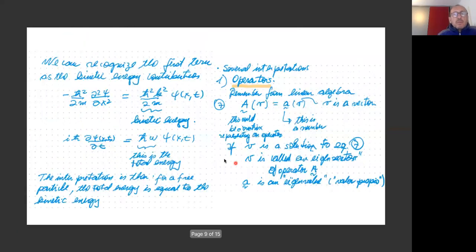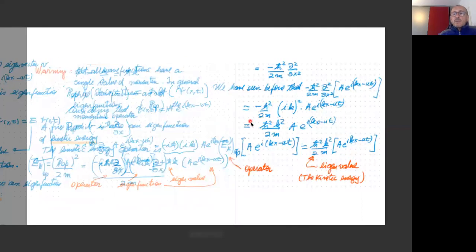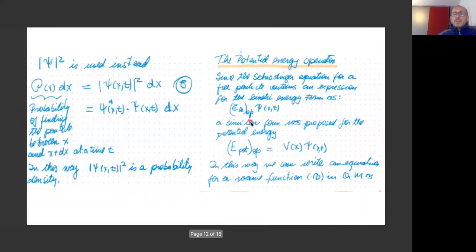Well, we were seeing that in the case of the free particle, this is the kinetic energy operator that gives the value of the kinetic energy times the wave function. So the way of getting in a potential energy maybe would be just changing this by the potential energy and multiplying it by the wave function. So that is the zeroth order proposition that should be examined.